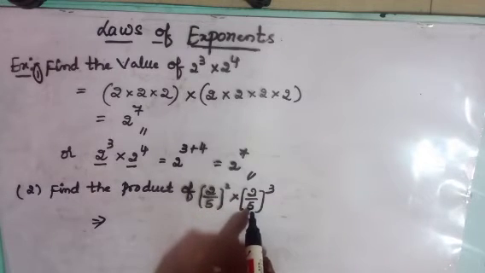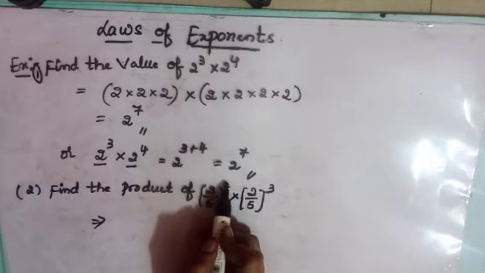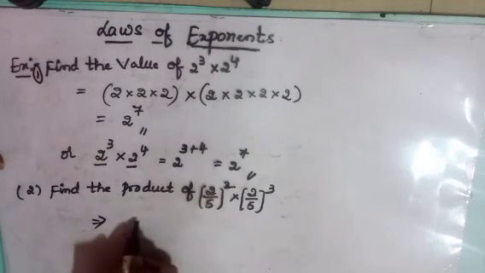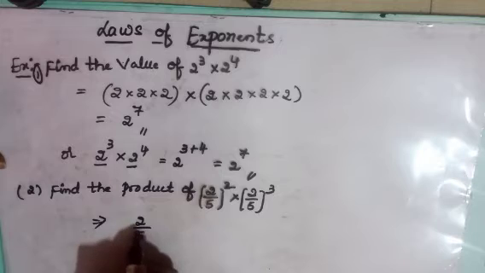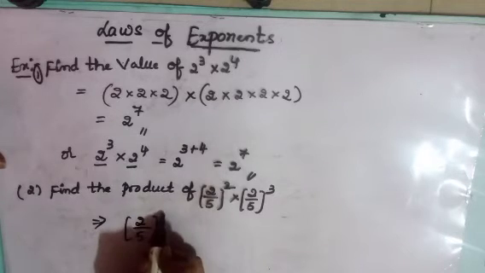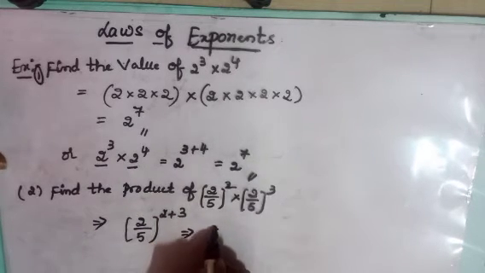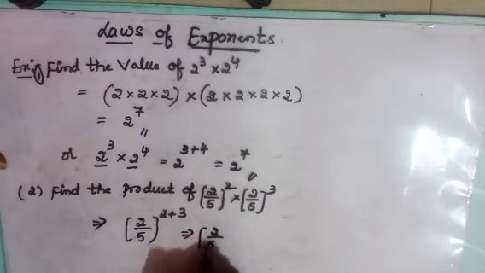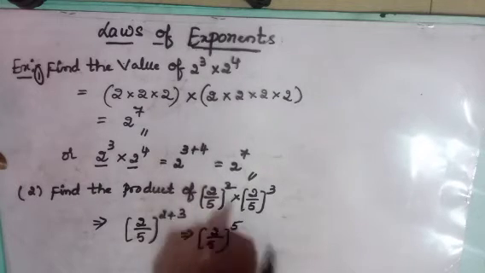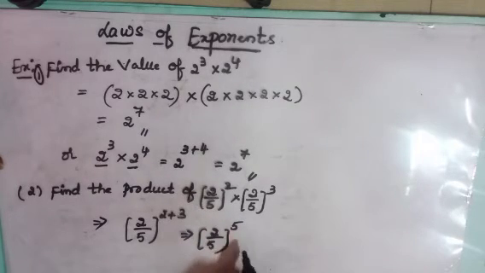So when bases are same, we had to add the powers. So how to add means 2 by 5 whole to the power of 2 plus 3. So the powers are 2 plus 3. So after adding, what will we get? 2 by 5 whole to the power of 5. So the final answer is 2 by 5 whole to the power of 5.